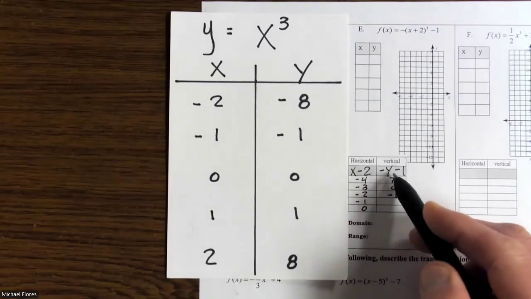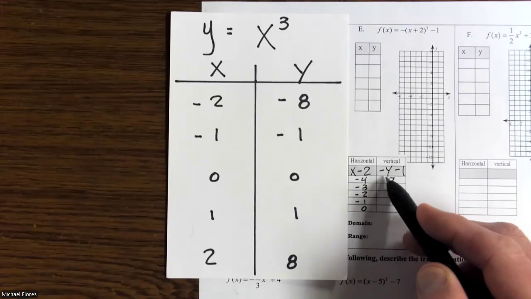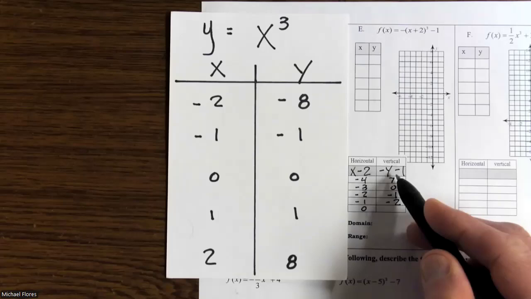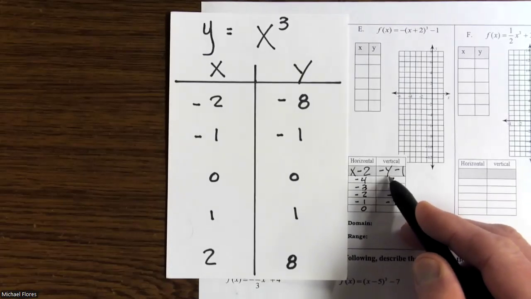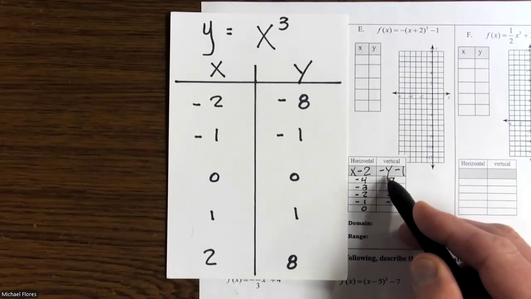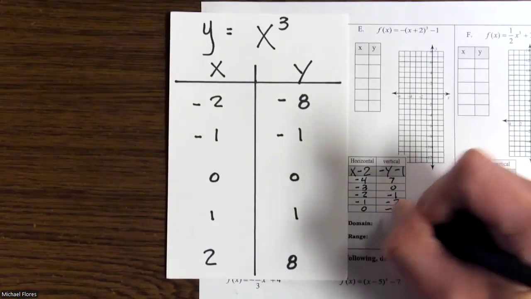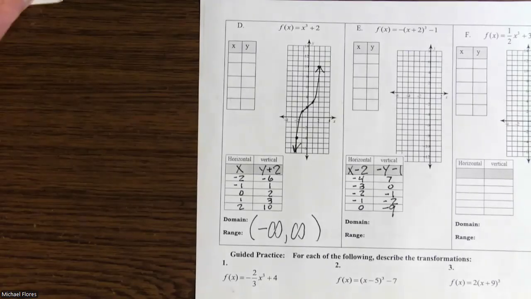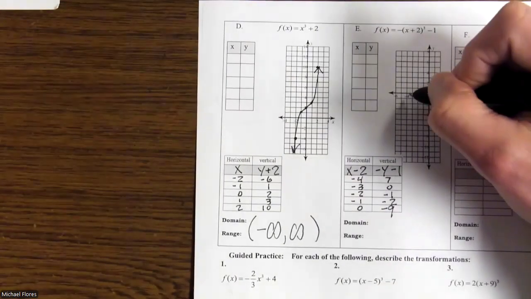Take positive 1 and plug it in here. Negative times 1 is negative 1, and negative 1 minus 1 is negative 2. Let's take positive 8 and plug it in. Negative 1 times 8 is negative 8, and negative 8 minus 1 is negative 9. And now you're going to plot all of these new ordered pairs.